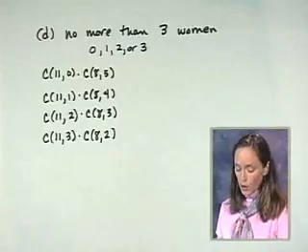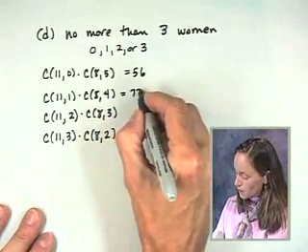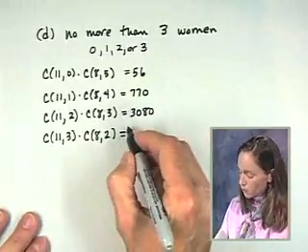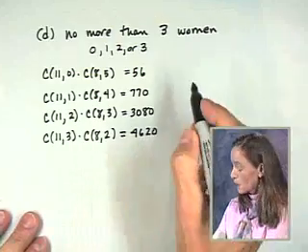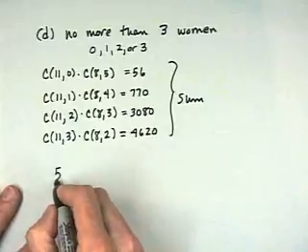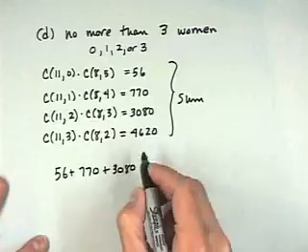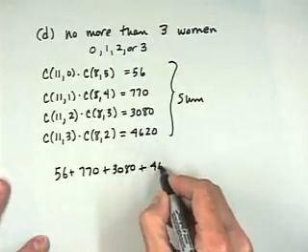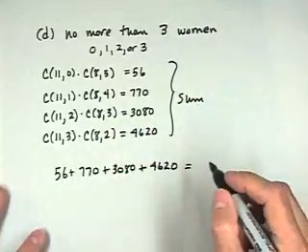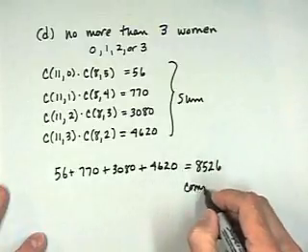The numbers are 56, then 770, 3,080, and 4,620. The sum of these is the answer to the question. We need to find 56 plus 770 plus 3,080, and I'm going to say or 4,620. It's the or that indicates that we add, and the result is 8,526 committees.